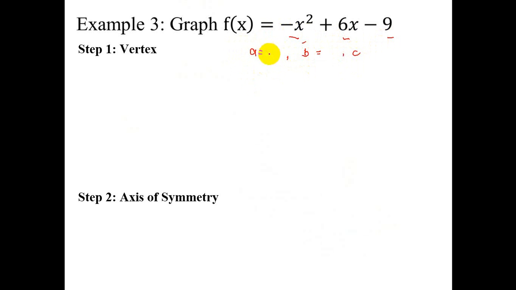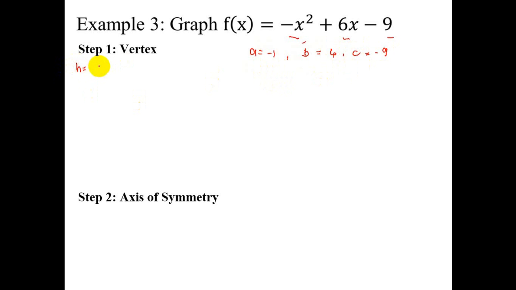So the value of A is negative 1, then the value of B is 6, and the value of C is negative 9. Then as you can see, A is negative 1, right? So if A is negative, therefore the opening of the graph is going down, or the graph opens down. Let us now solve for the vertex H and K.